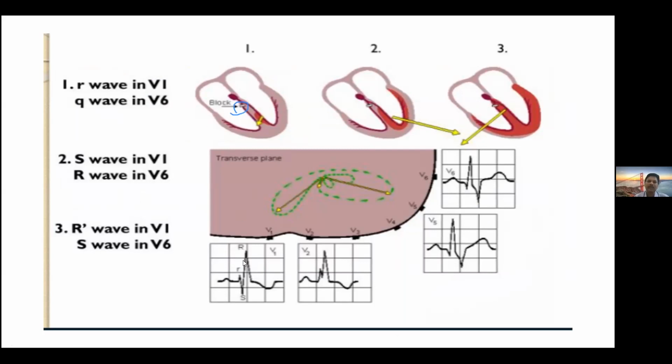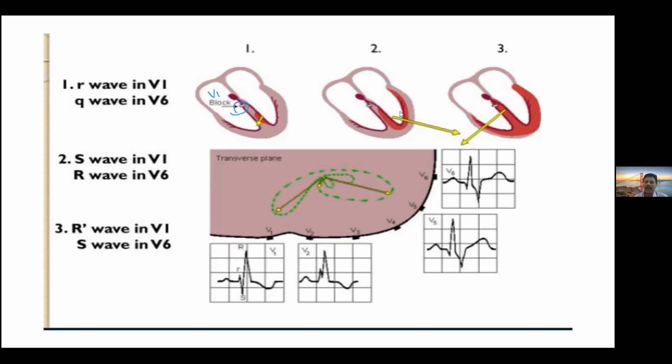So what will happen in V1? V1, as I already told you, is like here. So from left to right, first conduction happens. Towards the electrode, it is always positive. So in V1, it is always positive. First, the initial R wave is always present.